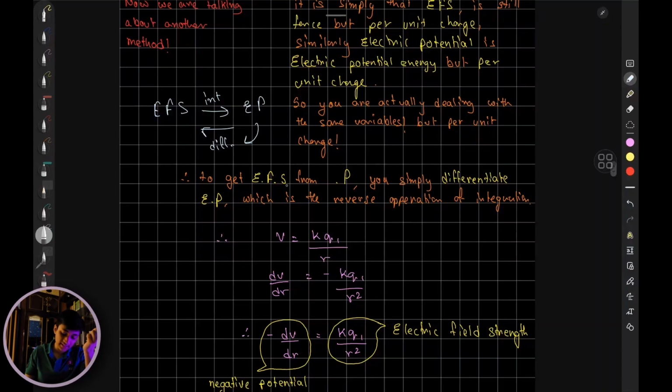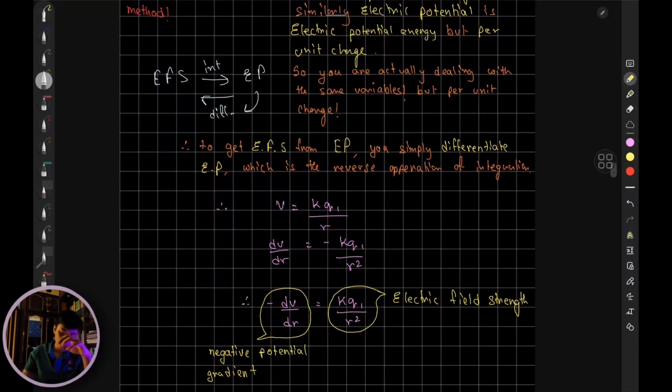So to get electric field strength from electric potential, you simply differentiate electric potential, which is the reverse operation of integration. Great. So from the previous equation of electric potential, what is the equation? Electric potential, or the voltage, is equal to KQ1 divided by R.